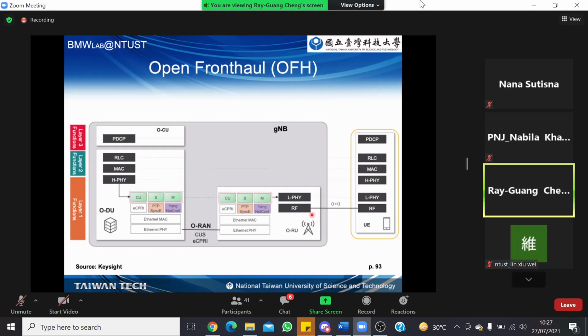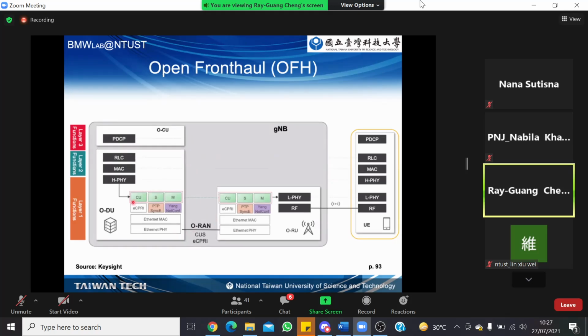So why do we want to mention this? Because the weighting will be carried later through the open Fronthaul interface. This is the figure for the open Fronthaul interface. This is the handset. This is the O-RU. This is the O-DU. This is the O-CU. The open Fronthaul interface defines the transmission between the DU and the RU.